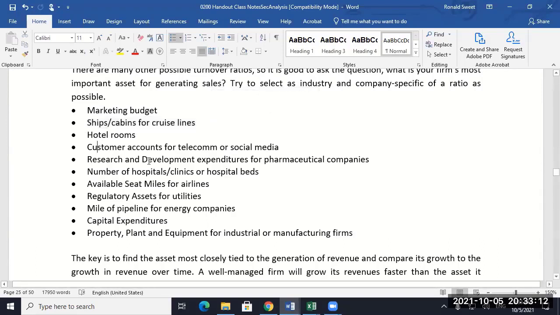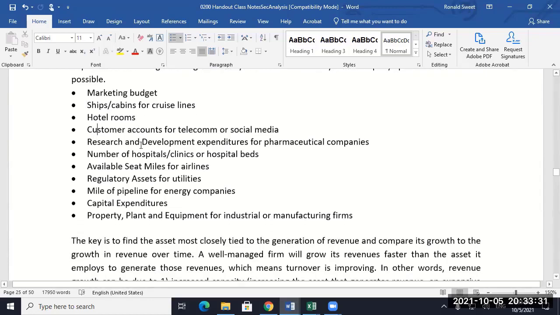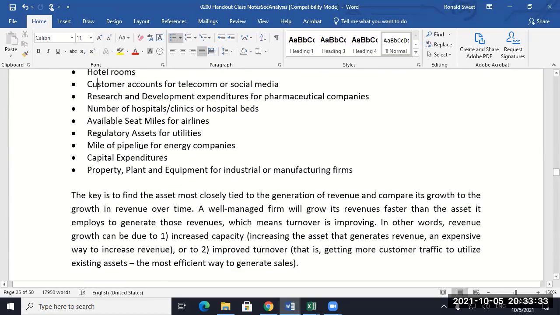Telecom, I don't think anyone's doing telecom, but customer accounts. Or if you're doing something like Facebook, it's how many users you have. Facebook is actually really interesting, looking at their ad revenue per Facebook user. Yesterday it was 0 for like 6 hours. That's how Facebook draws advertisers to their platform: how many users are on their platform.